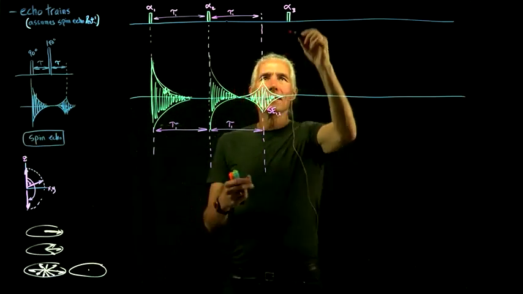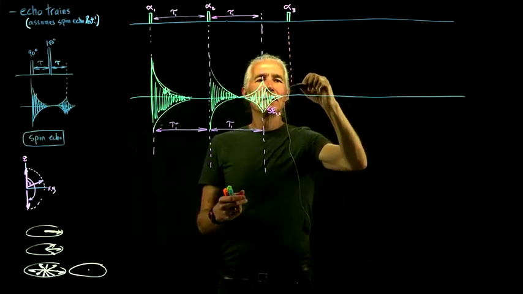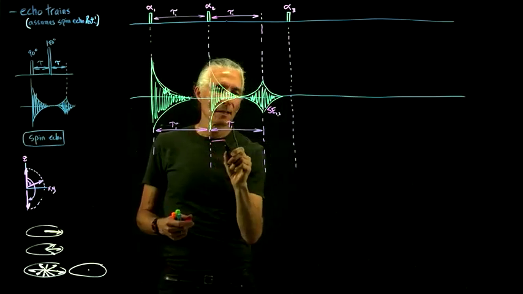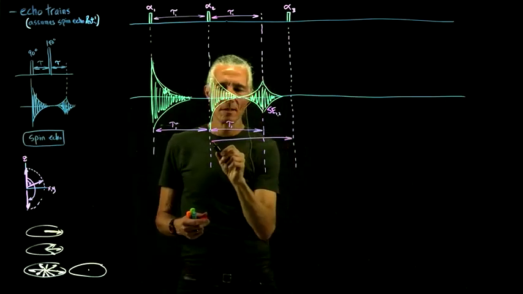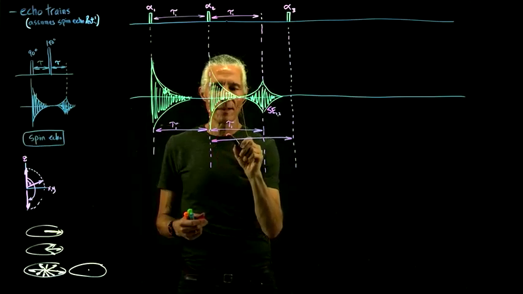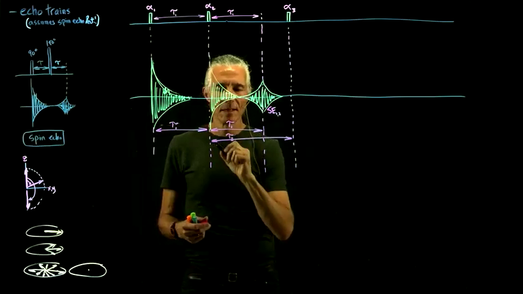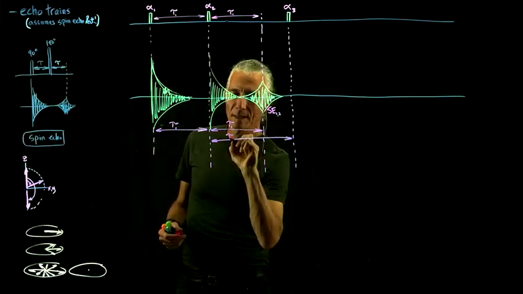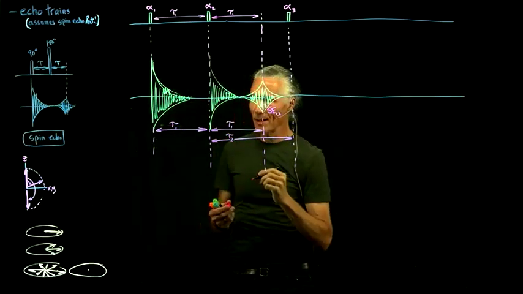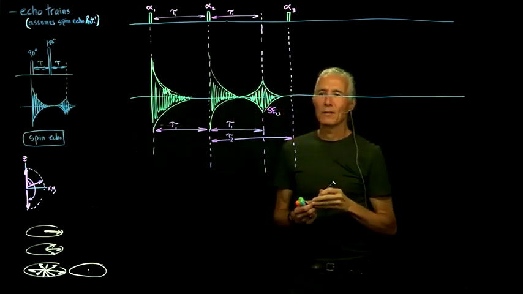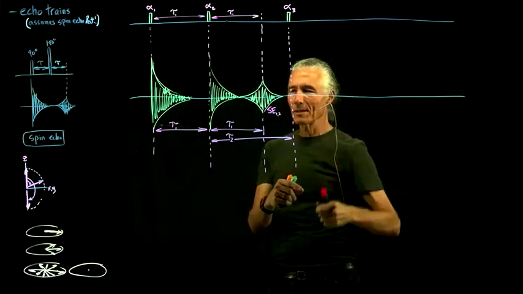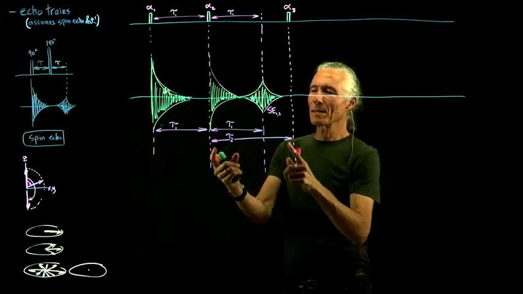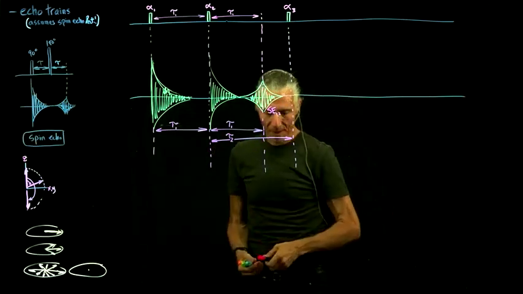But the time between the second and the third pulse is tau 2. We could have made it the same as tau 1, and we'll see at the end of the lecture that that's commonly done, so that you end up with sort of echoes piled on top of each other. But in this case we didn't, so we made a spacing that was different than tau 1.